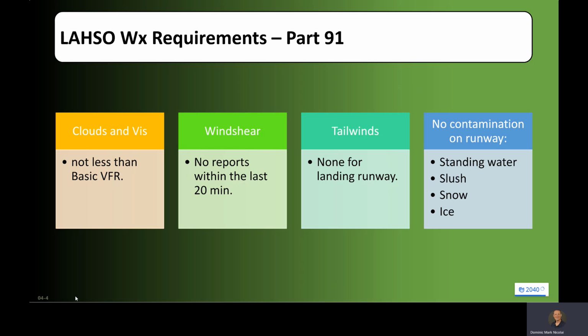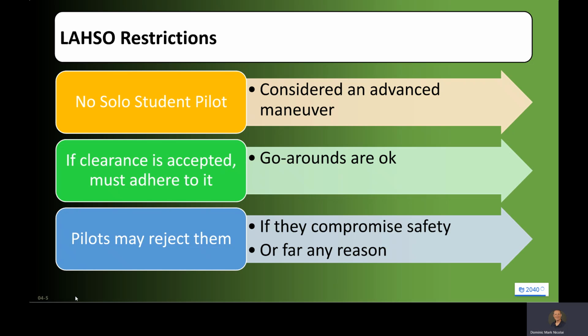So those are weather requirements for a Part 91 operator. If you are operating as a commercial operator, there are some different weather requirements, but we're just going to focus on Part 91 here. There are restrictions. First of all, this is considered an advanced maneuver, so student pilot solo operation cannot accept land and hold short. They haven't proven themselves yet.